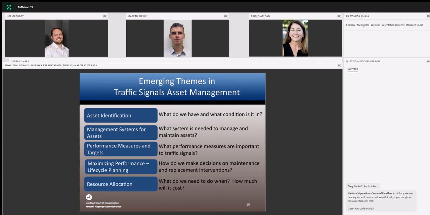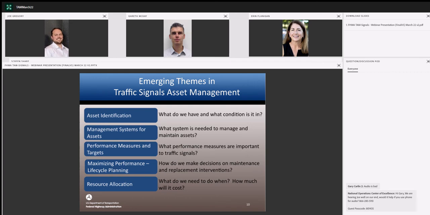The ideas, concepts, areas of improvement and those sorts of things that people were looking for, as Joe mentioned, we grouped into these 5 themes. The first one is talking about assets. What do we know about our assets? Where are they? How many of them do we have? What condition are they in? And making sure we understand what traffic signal assets we're looking to manage.